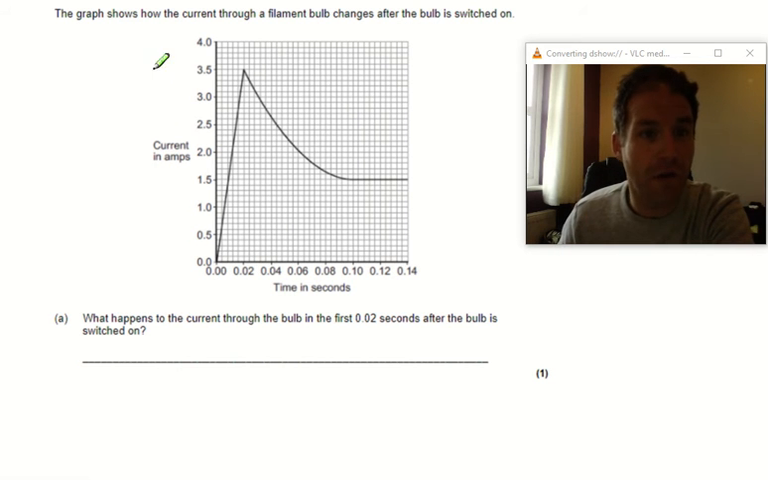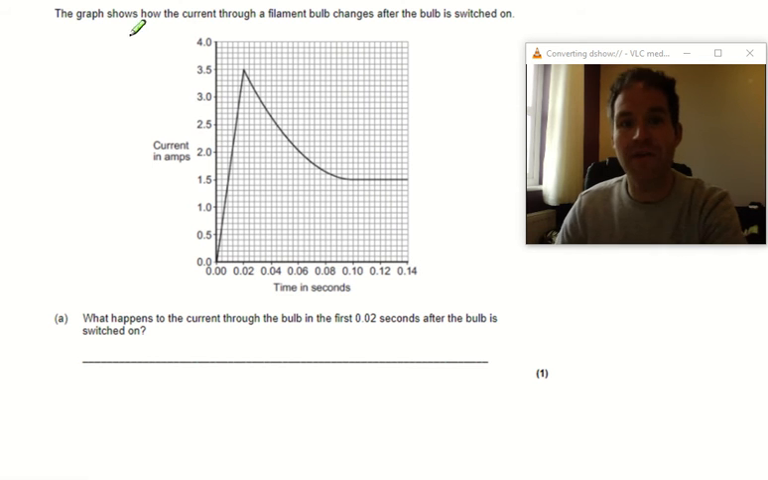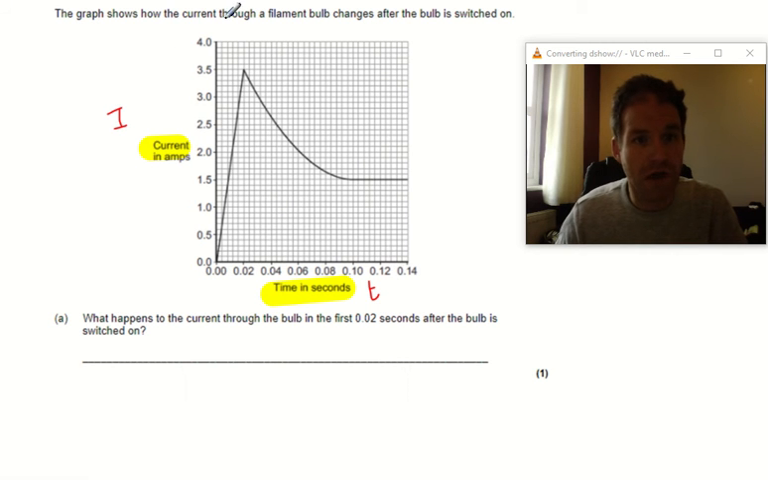The graph shows how the current through the filament bulb changes after the bulb is switched on. So, if we can have a look at the current there, and we've got time in seconds here. Okay, and then we can see clearly that this here is current, that's the I, and this is time, t. If we were thinking about later on, that might become important. So the graph shows the current through a filament bulb.